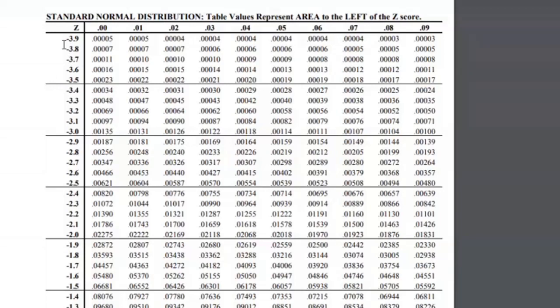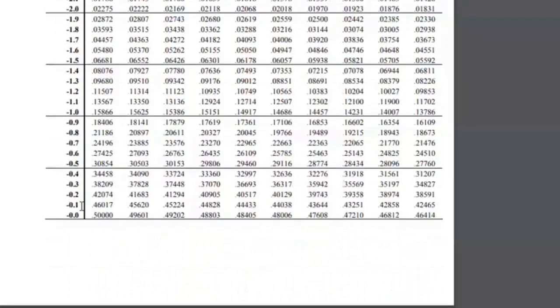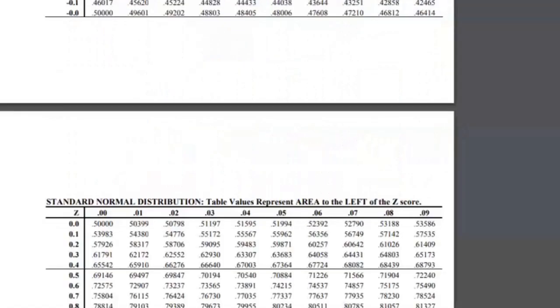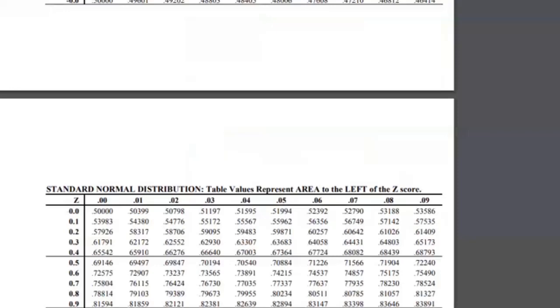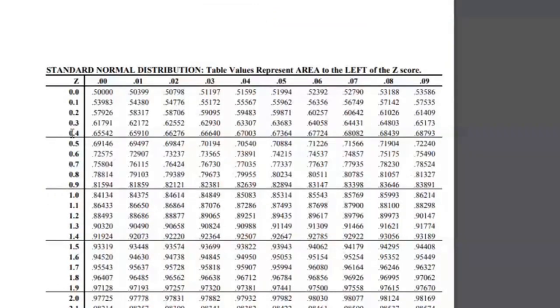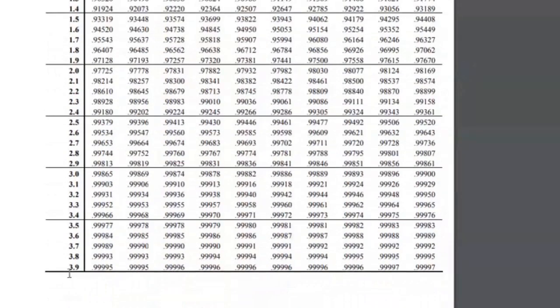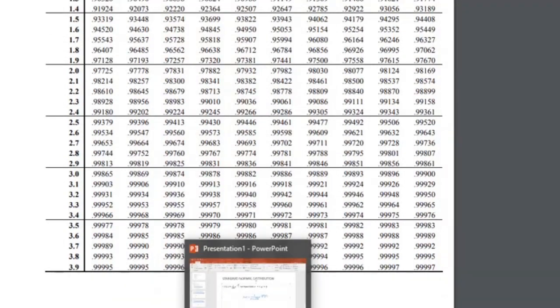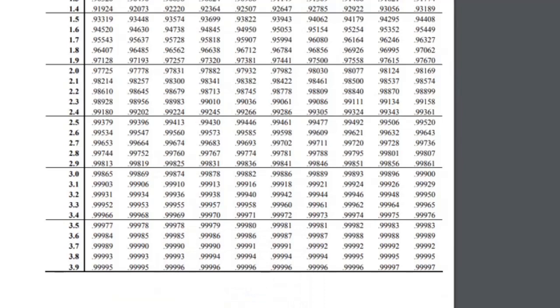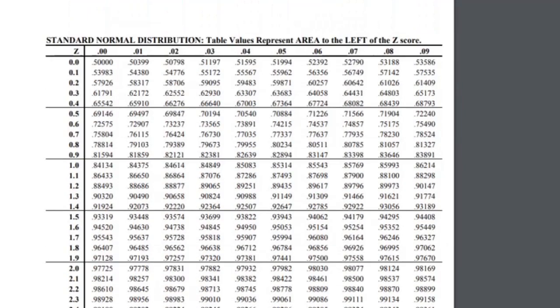If you look at the first page, it is from minus 3.9 going up to 0. The second page starts from 0, 1, 2, 3, 4 like that up to a maximum of 3.9. This table will be given to you in the examination. First, I will explain how to find the values for any standard normal random variable.